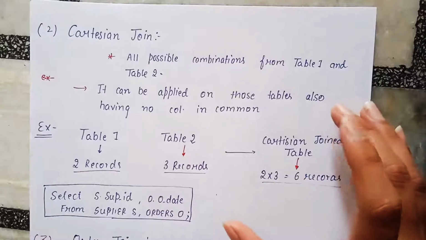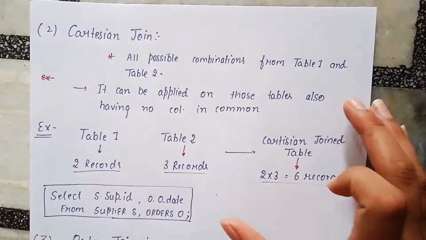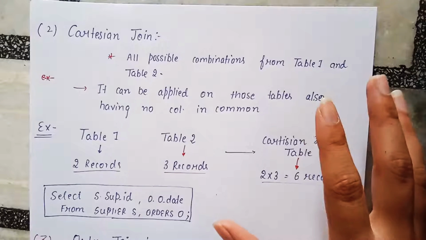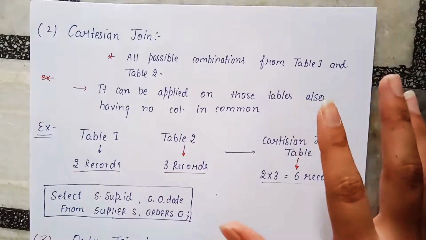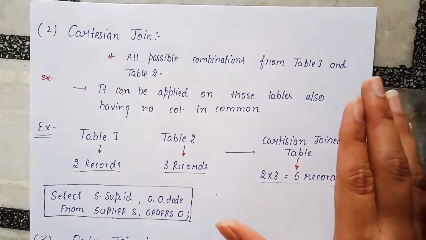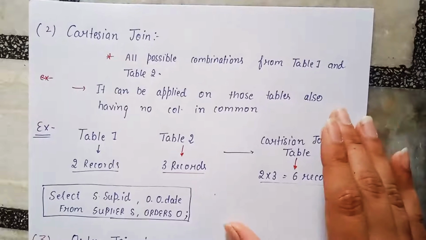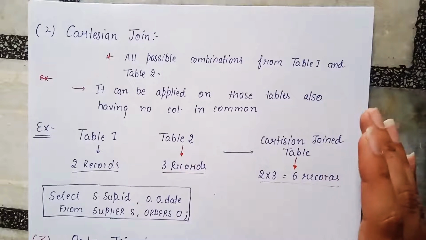One more important thing we must know: in a Cartesian join it is not necessary that the tables share at least one common row. If there is no common column in the two tables, they can still be Cartesian joined.